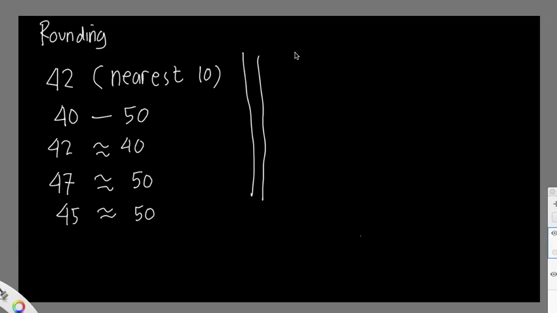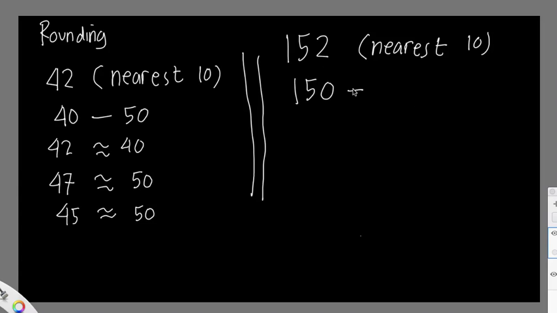Okay, I have an example: 152 to the nearest 10. Look at that. Nearest 10, so it's between 150 and 160. We know that the number in the 10s column is 5 and the next one is 2, so we can round 152. The rounding is 150.